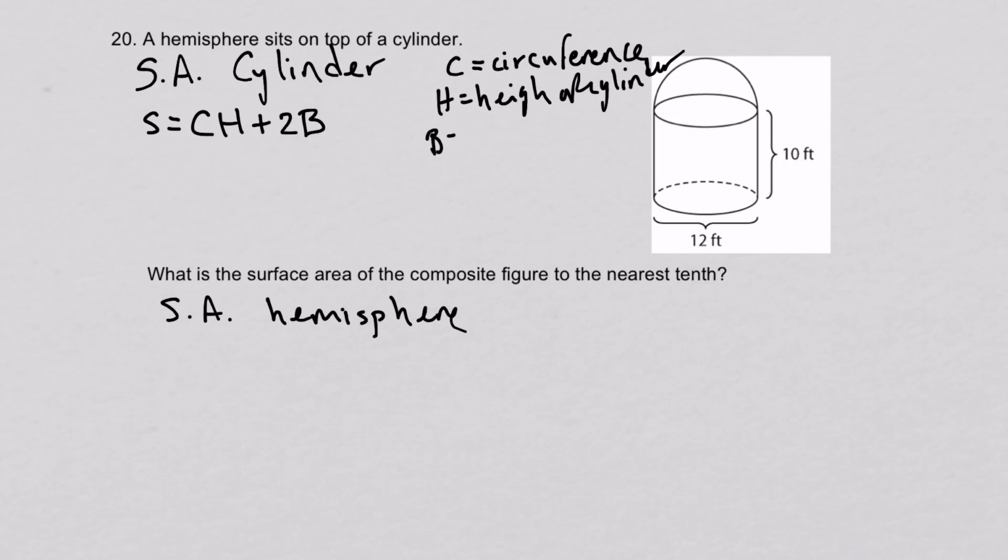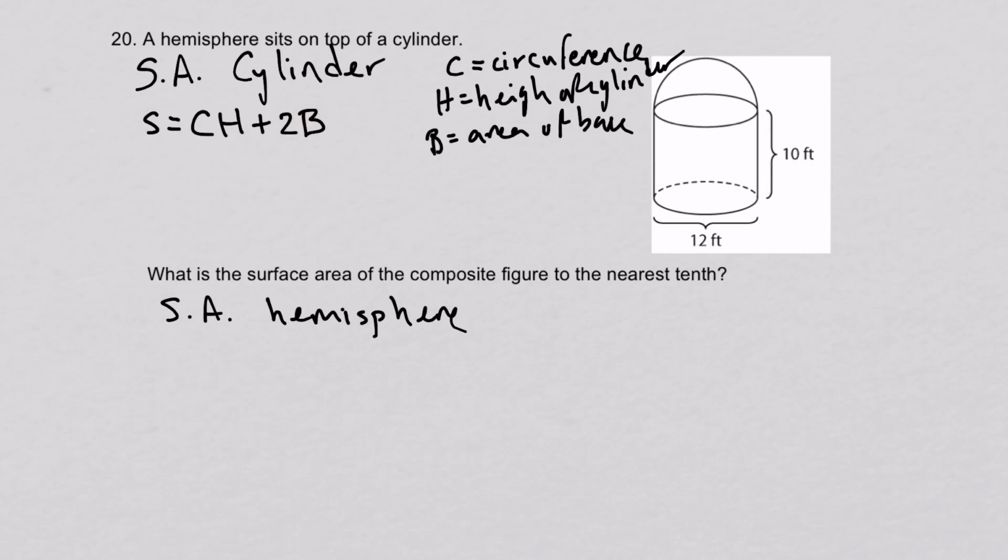B is the area of the base, which is a circle. So let's do that real quick. Oh, before we do that, I need to look at the cylinder and adjust my formula, right? If I'm looking at the cylinder right here and I'm looking for the surface area, then this formula is not correct, okay? CH represents the lateral area, basically everything around the sides of this cylinder.